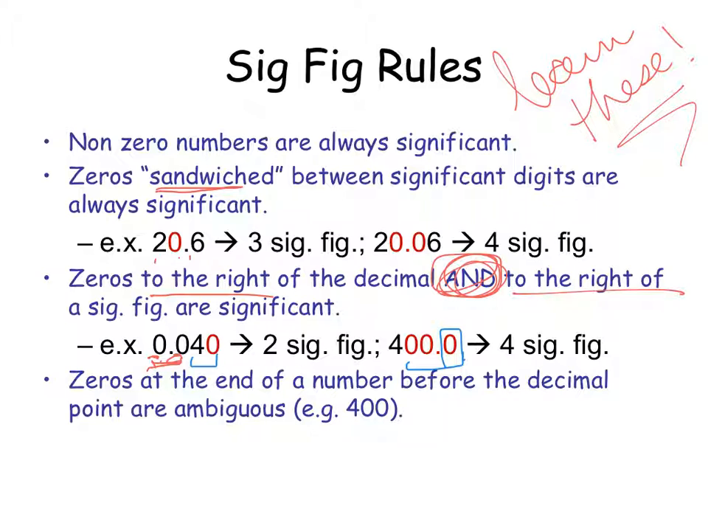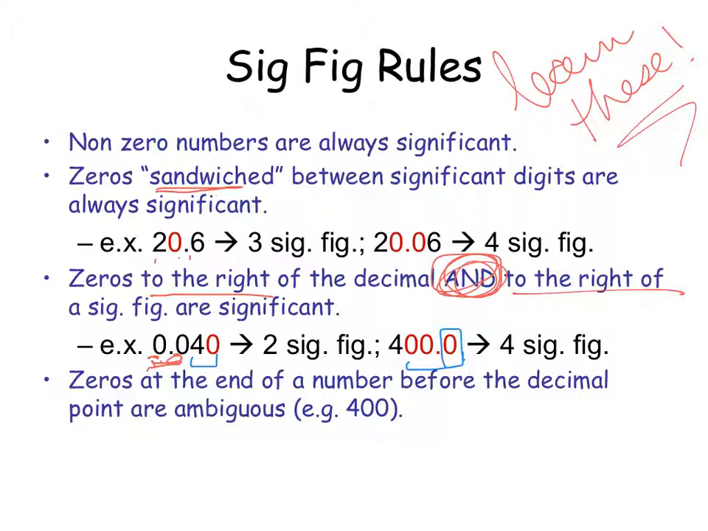The last thing isn't really a rule. It's more of a guideline. Zeros at the end of a number before the decimal point, or if there is no decimal point, like here, that's just 400, no decimal, it's a little bit ambiguous. And so we'll talk about how you deal with these kinds of numbers on the last slide. It's number 6, if you're counting.